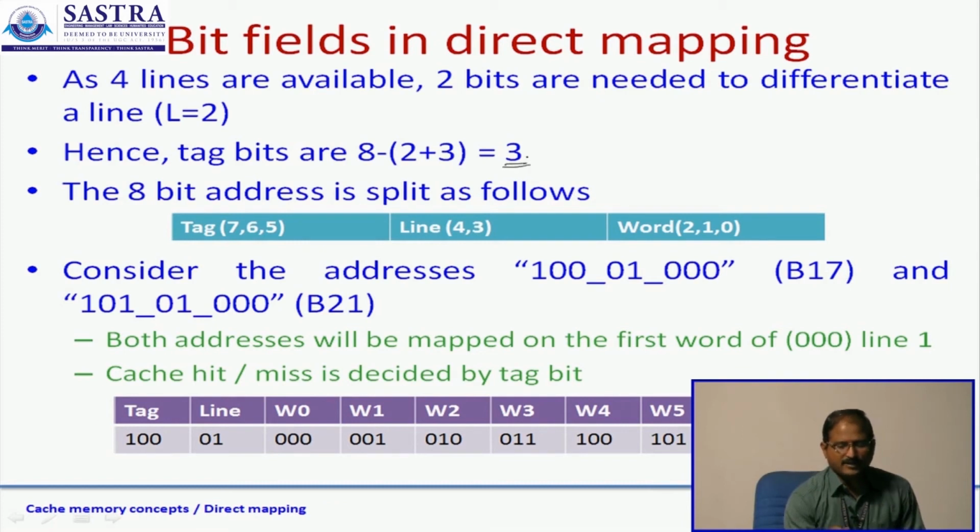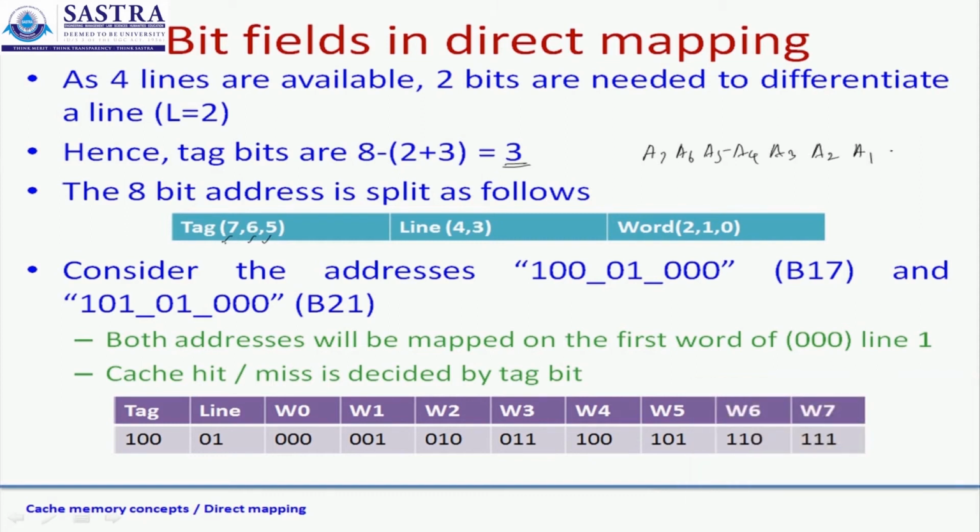Now the 8-bit address is organized like this. The first 3 bits are allocated for tag bits, right? A7, A6, A5 are used as tag bits. The memory address will be like this: A7, A6, A5, A4, A3, A2, A1, A0. This is our 8-bit memory address. A7, A6, A5, these 3 bits are used as tag bits. The next 2 bits indicate a particular line. The last 3 bits point to a word.